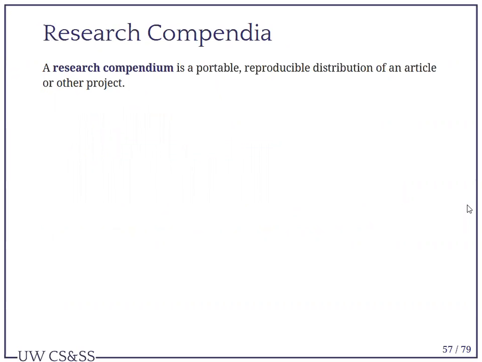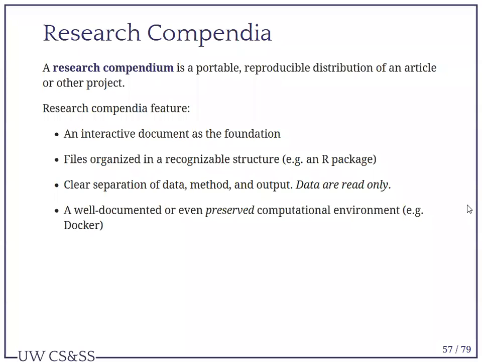A research compendium is a portable, reproducible distribution of an article or other project. Research compendia feature an interactive document as the foundation, and files organized in a recognizable structure. So things like an R package. So someone could load the R package and it would have all of the sort of nuances of your own machine. There's a clear separation of data, method, and output. The data are read-only. A well-documented or even preserved computational environment, things like a Docker image.